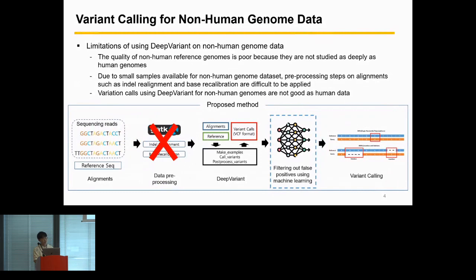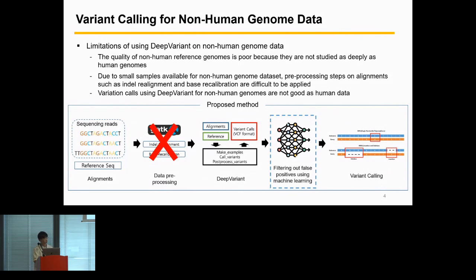Although DeepVariant is quite successful for analyzing human sequencing data, its results for non-human genomes are not as good as for humans. The quality of non-human reference genomes is often lower than extensively studied human genomes. Due to limited sample availability for non-human genome datasets, applying crucial processing steps such as indel realignment and base recalibration becomes challenging. This means that conventional processing tools like GATK cannot be applied to non-human genomic data.